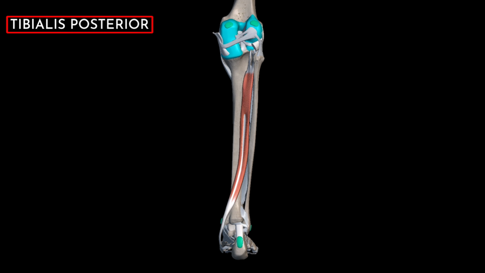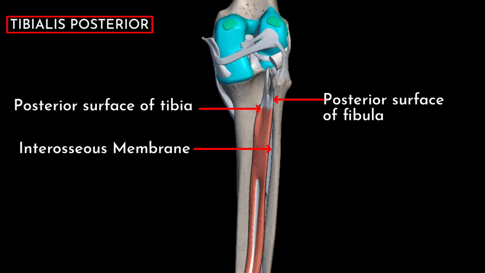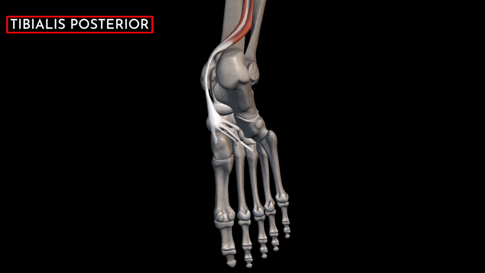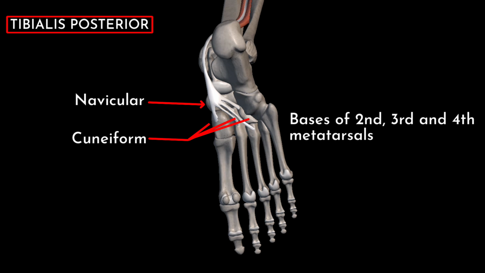Tibialis posterior arises from the interosseous membrane, the posterior surface of the tibia inferior to the soleal line, and the posterior surface of the fibula. It is inserted at the tuberosity of the navicular, the cuneiforms, and also at the bases of the 2nd, 3rd, and 4th metatarsals. And here we end the posterior compartment of the leg.